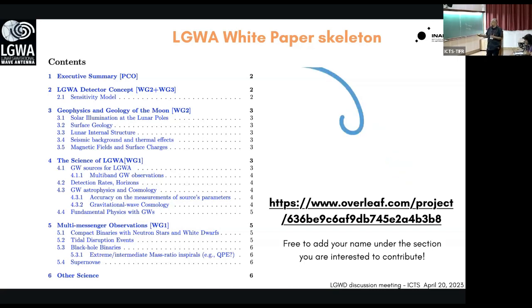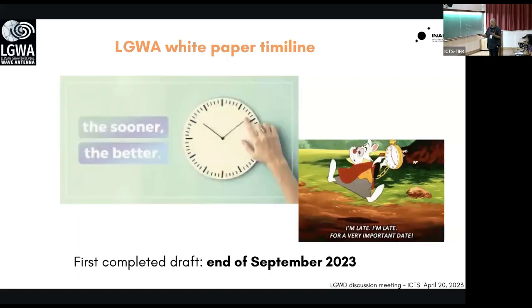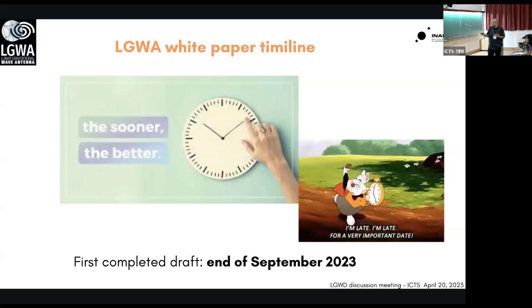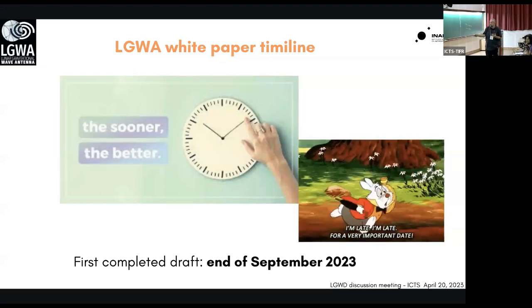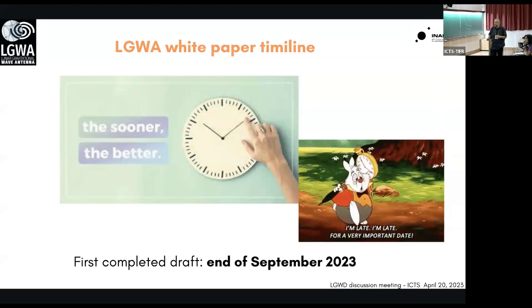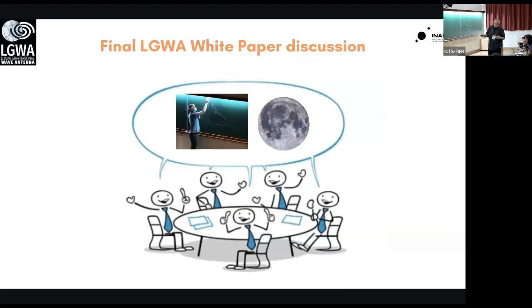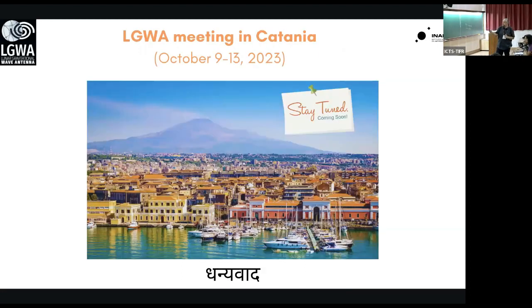One thing that is important: what is the timeline for this paper? Well, the sooner the better, because the first aim is to have a first completed draft by the end of September 2023. Or, if you prefer, to have it done by the meeting that we will have in October in Catania. So that's the whole story. Now we have to work and make it happen and write it together.